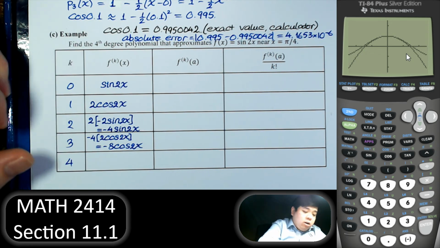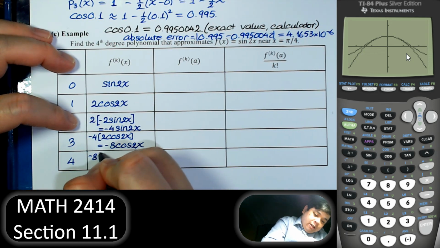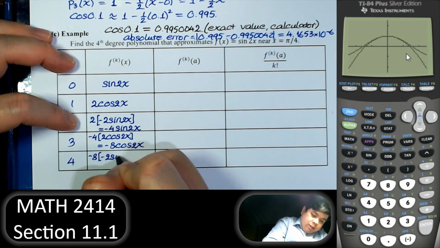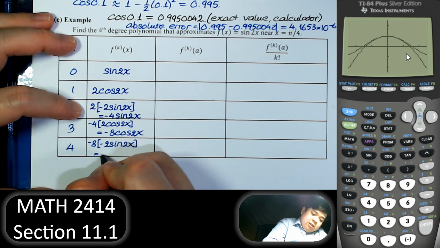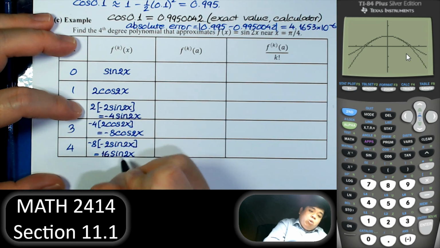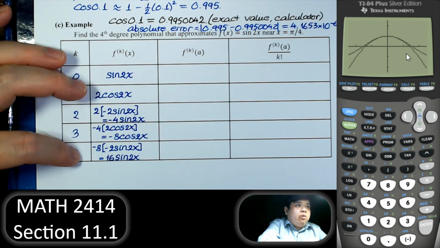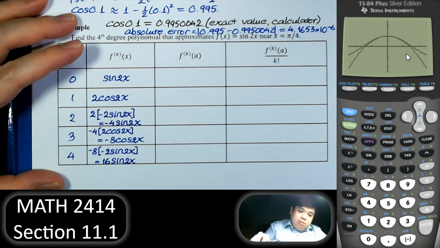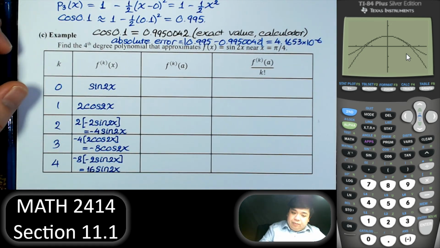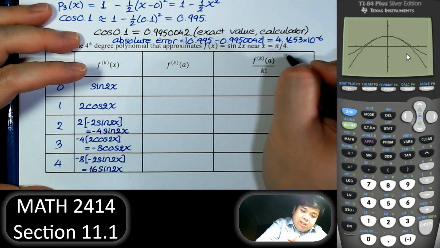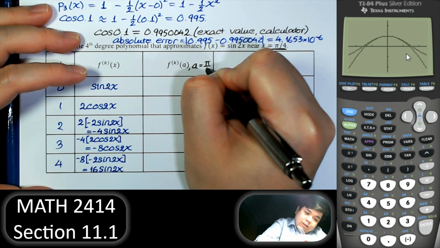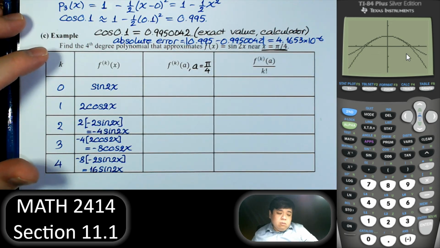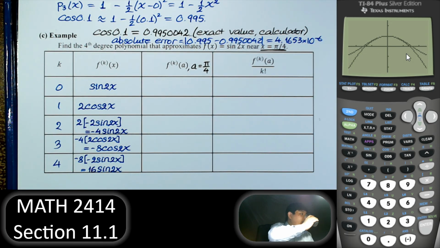And do that one more time. We have negative 8 times negative 2 sine 2x. So that gives us 16 sine of 2x. So what we have is the function and the first, second, third, and fourth derivatives. Now, evaluate this at pi over 4. That is the center.